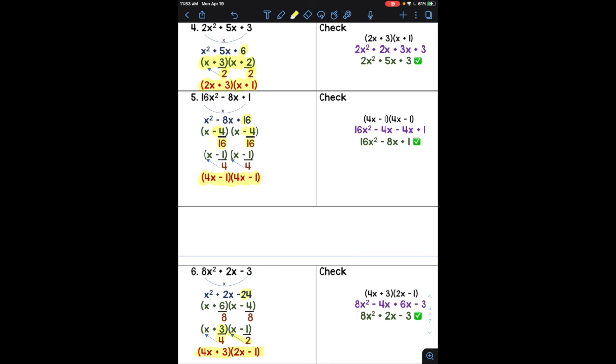For each of the problems, as you can see on the right-hand side, I checked all three of them by foiling or multiplying their factors and arriving at our original trinomial.